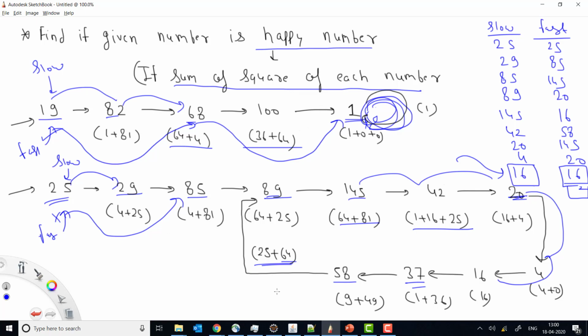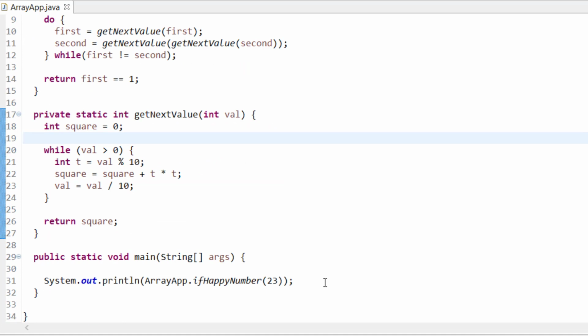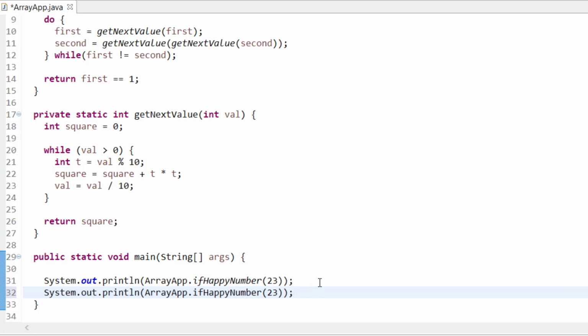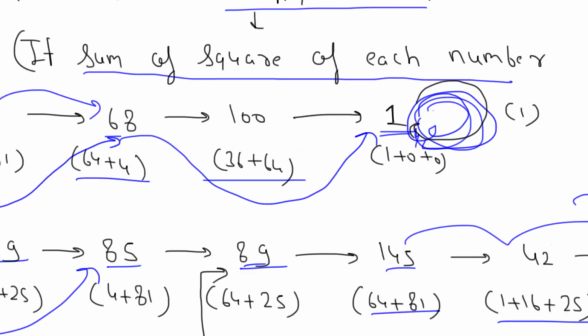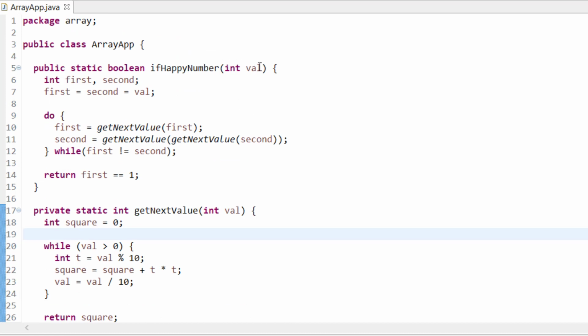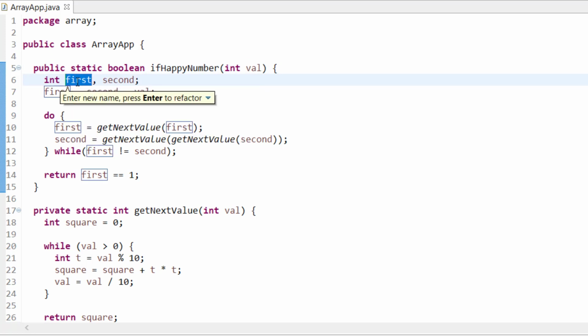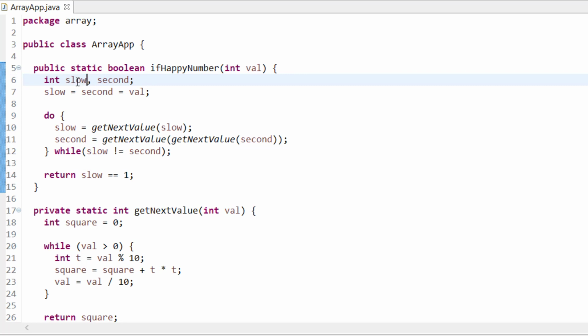And now let me show you the code so that you can understand it better. So here we are passing a number to check whether it is a happy number or not. We basically executed two numbers. The first number was 19 and the second number is 25. So this is, let's write it, 19 and this is 25. Now here is my function isHappyNumber, where I'm passing the value and I'm taking two pointers. Let's take the first as slow, and here also let's make it fast.